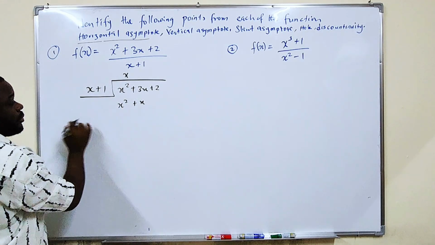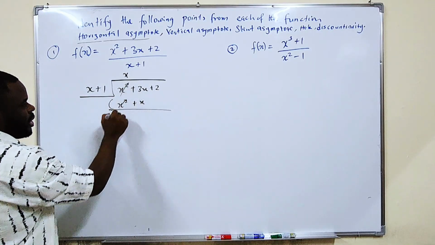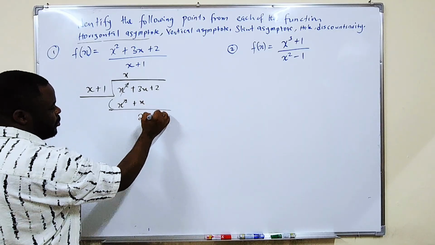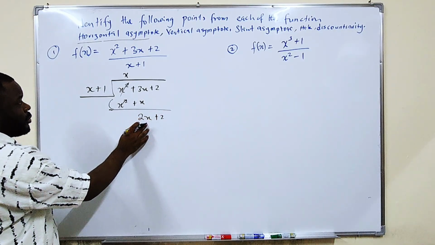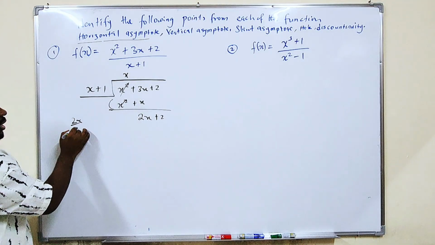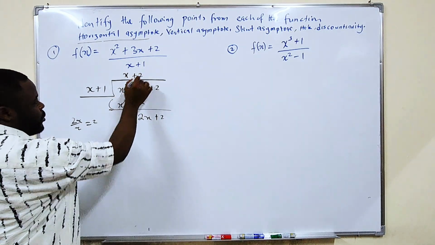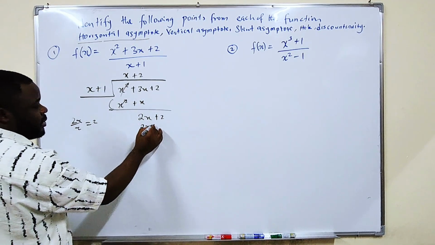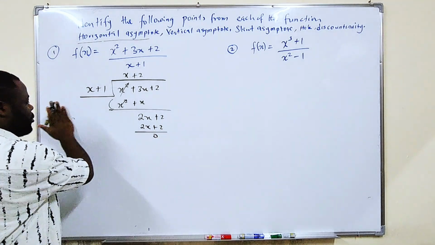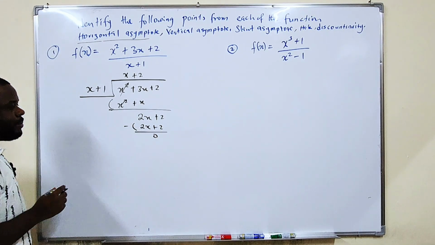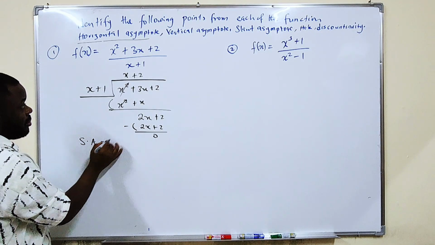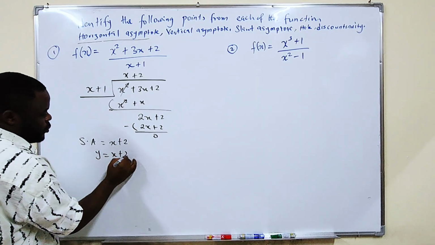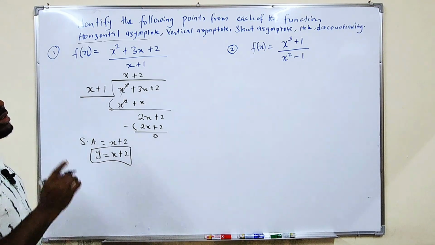So x multiplied by x, you have x squared, x multiplied by 1, you have plus x. We subtract this, we cancel out this. 2 minus 1 is going to give you x. You bring down the plus 2. You do that same thing: you say x divided by this x. So you have plus 2 here. Plus 2 multiplied by x, you're going to have 2x. Plus 2 multiplied by this, you have plus 2. This is going to give you 0 when you subtract them out. Now your slant asymptote will be x plus 2. Normally we write it as y equals x plus 2. So that is the slant asymptote.